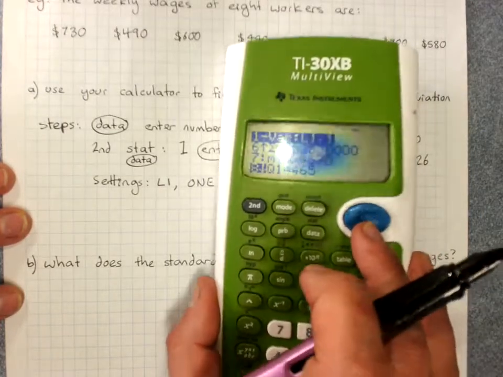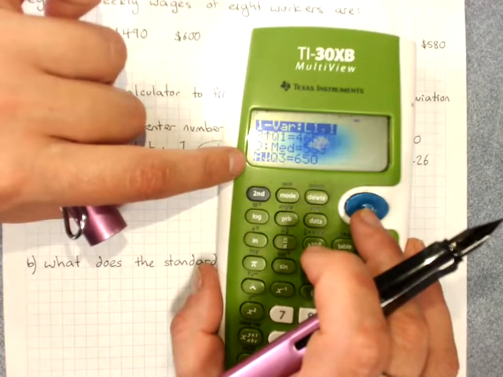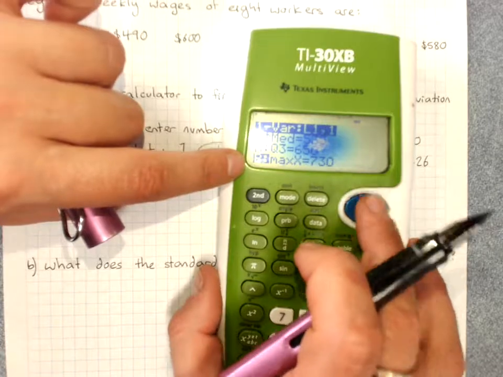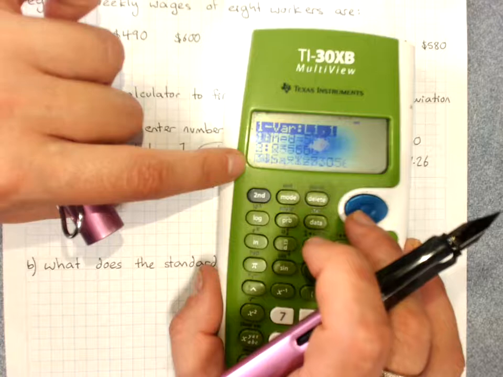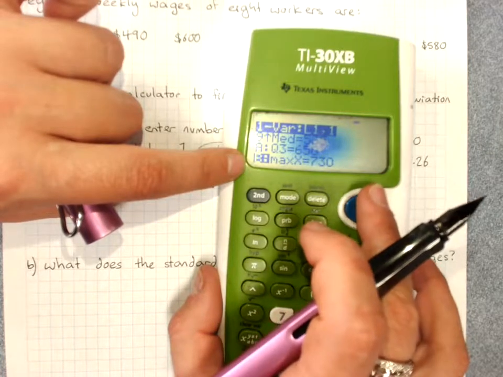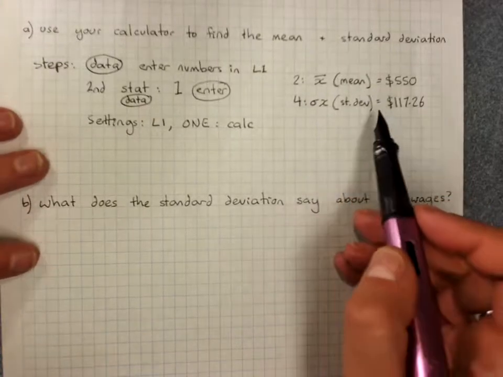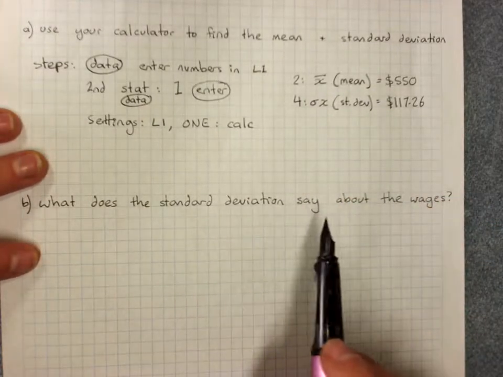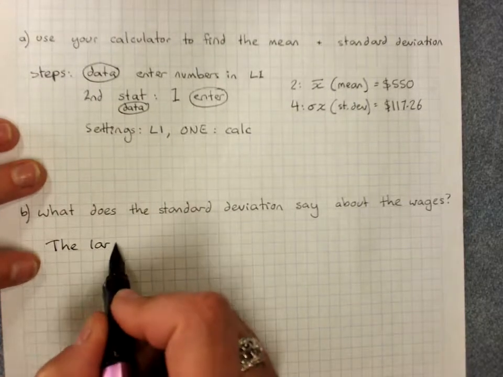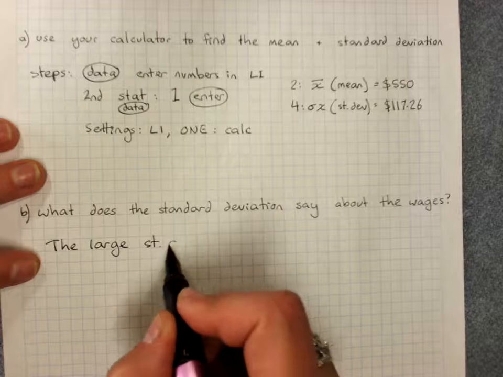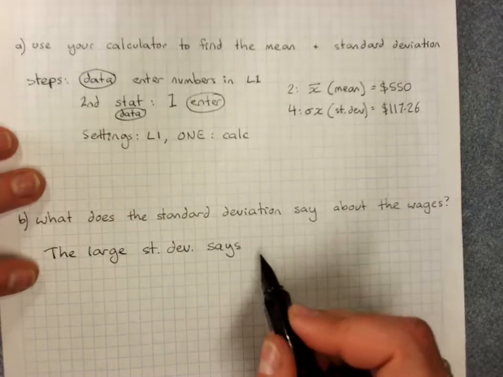Have a look down here by the way. Minimum, Q1, median, Q3, maximum. You can get your 5-figure summary from just scrolling down in the statistics here as well, which is quite useful. So we've found the mean and the standard deviation. What does the standard deviation say about the wages? The large standard deviation says the wages are quite spread out.